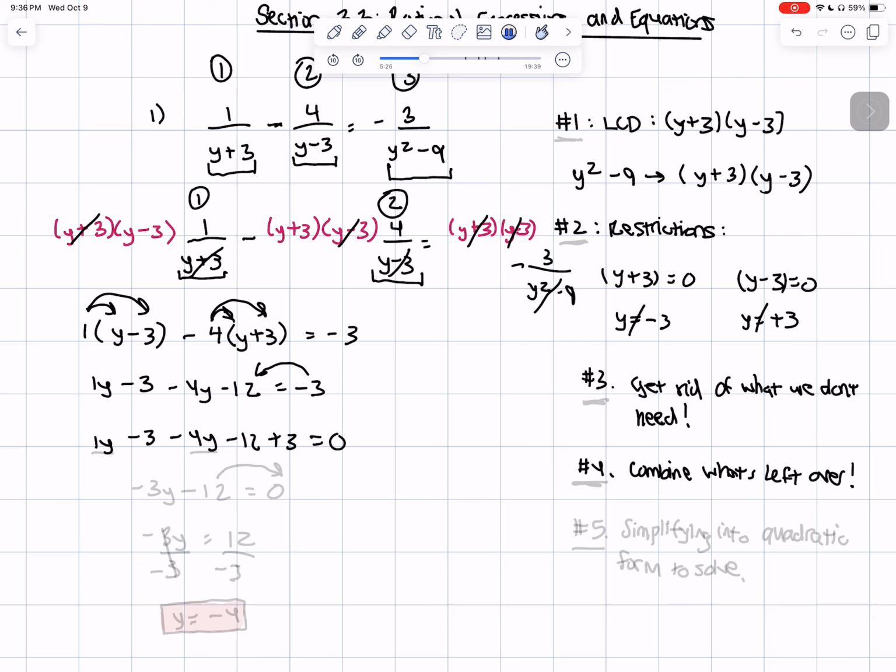Now we can combine like terms. This is kind of going back to the last section, the last video that we did. So I have 1y and minus 4y. So I have 1 minus 4, I get minus 3y. Is that right? Yeah, minus 3y. So that means these two have been taken care of. What about the rest of them? Minus 3, minus 12, plus 3 gives me minus 12 again. And then that equals 0.